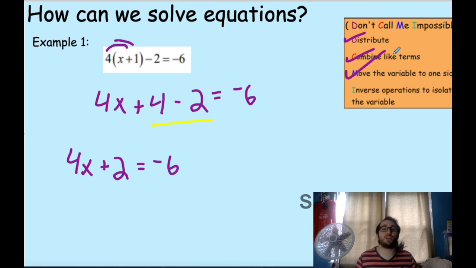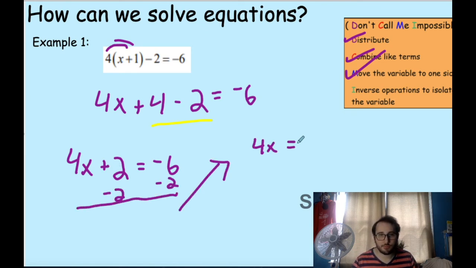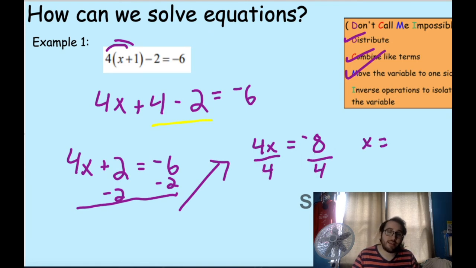Now we just need to use inverse operations to isolate the variable. Again, there are multiple ways that you can do this, but I'm going to do it the way that you probably have seen it before. I want to get this 2 out of the way. The inverse of +2 is -2. Now I want to get x by itself. I can divide by 4 on both sides. And then I get that x is -2.